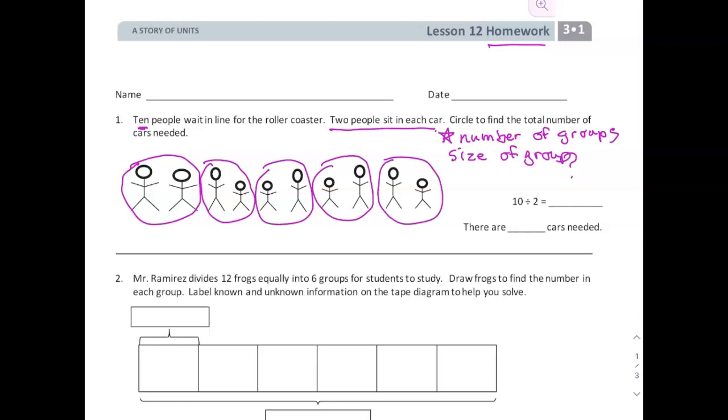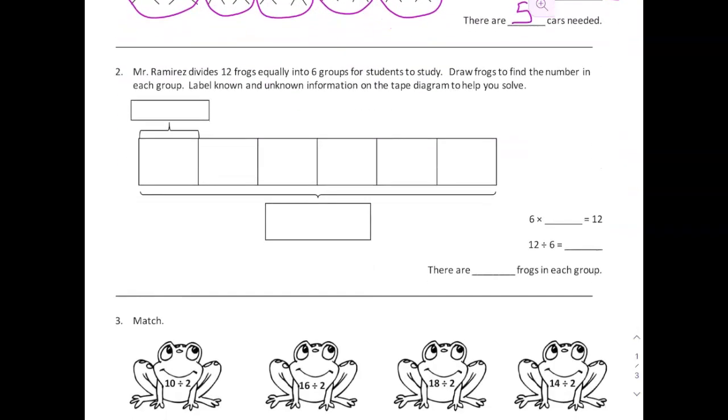So this gives us how many, in this case, cars we need. And we need 5 cars. And I'm going to add my label here. There are 5 cars needed. Let's look at problem number 2.